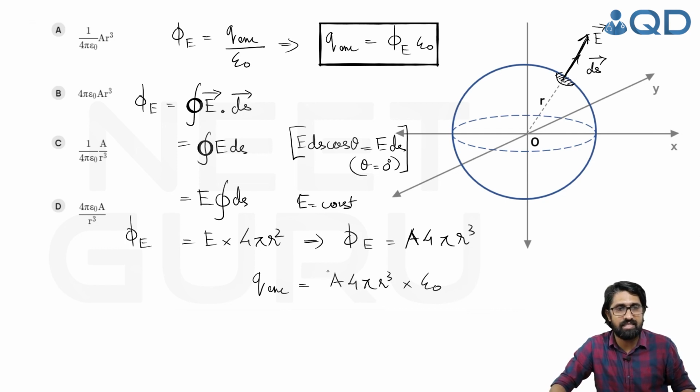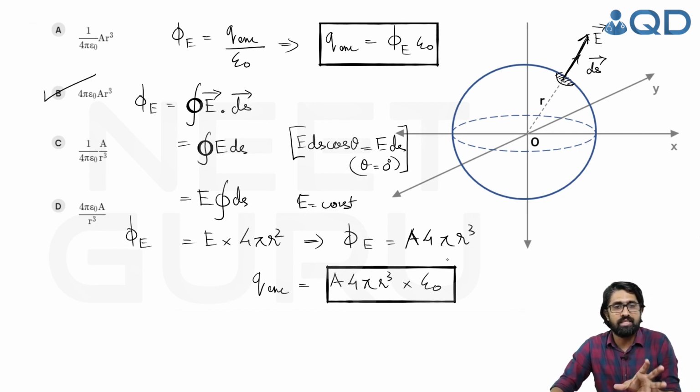And the correct answer would then be, we need to find Q enclosed. So the correct answer in the options here is option B, 4 pi epsilon naught A r cube. That is how we solve it.